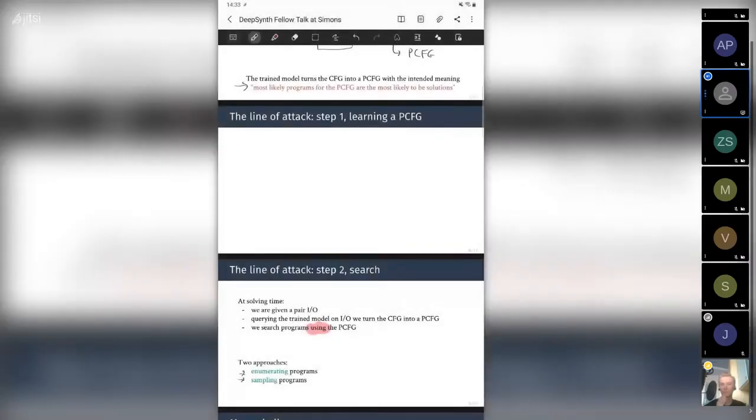Enumerating is kind of the second guess you would have: you just enumerate programs P1, P2, P3 and so on, with the idea that, writing D for the probability of the program according to my distribution, P1 is the most likely program, P2 is the second most likely, and so on and so forth. So I'm enumerating programs in decreasing order of likelihood according to my distribution.